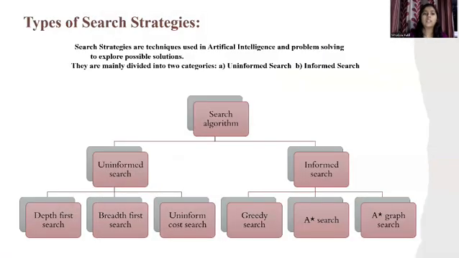So next, types of search strategy. Search strategies are techniques used in artificial intelligence problems to explore possible solutions. As discussed earlier, they are divided into two parts, uninformed search and informed search. Under uninformed search there are three types: depth first search, breadth first search, and uniform cost search. Under informed search there are three types: greedy search, A star, and A graph search.